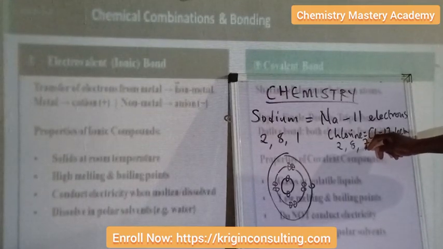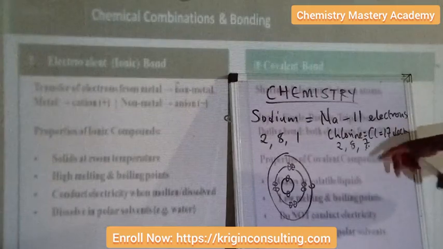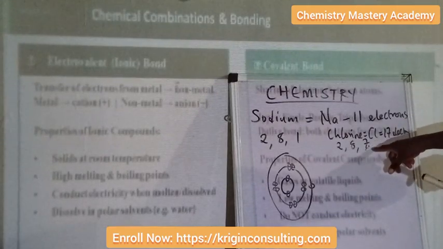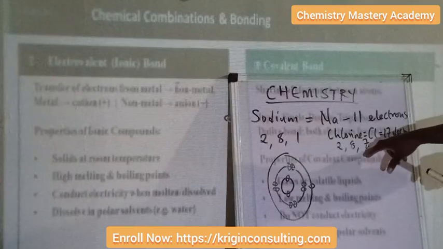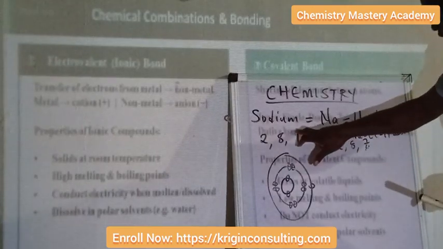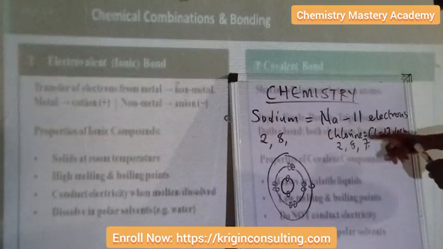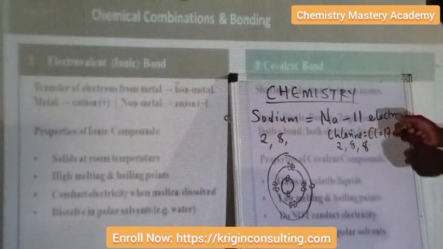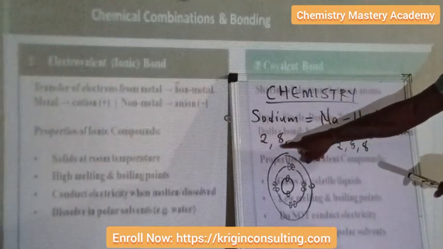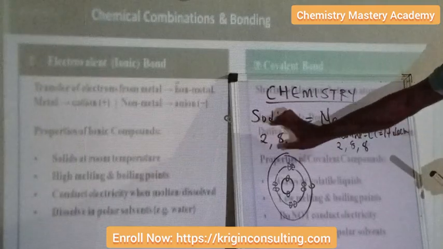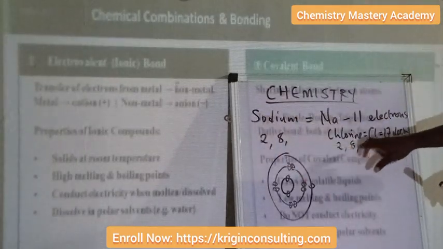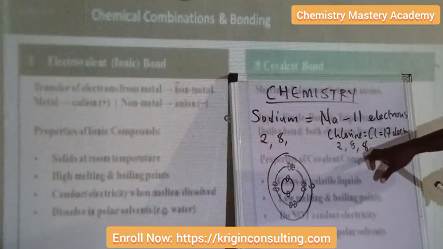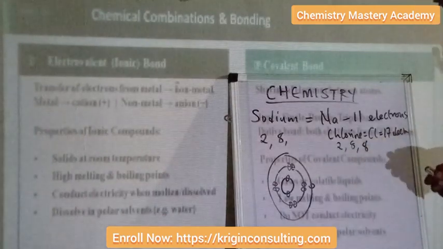And then we remember that we said that the maximum number of electrons in the outermost shell is 8, right? So this chlorine is now balanced. Then this one is now off from this place. This one will now be added to this 7 to make it what? 8. So you see that 2, 8, the outermost shell has 8 electrons, is balanced. 2, 8, 8. The outermost shell has 8 electrons, is balanced.